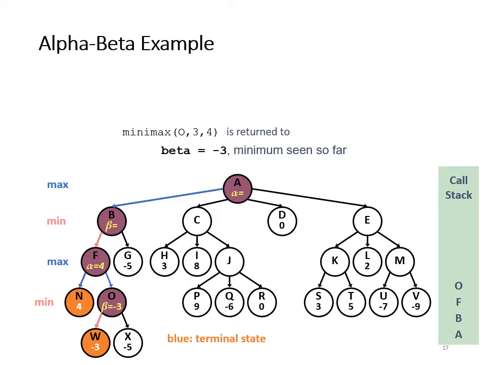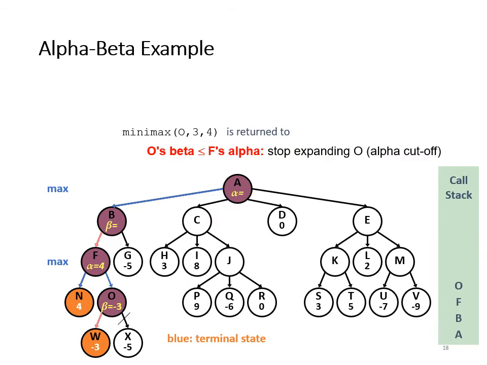So according to the rule, if beta is less than or equal to the parent's alpha, stop expanding; the computer shouldn't take this route. So this will be the alpha cut. You do not have to explore the nodes downward of X. So O's beta is less than or equal to F's alpha, so stop expanding O. This is called alpha cutoff according to the alpha-beta cutoff algorithm.